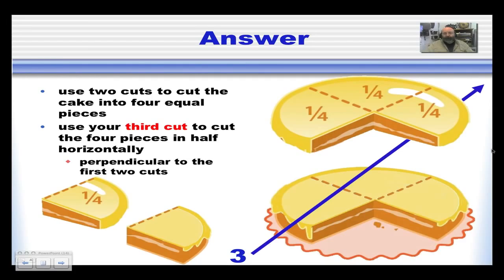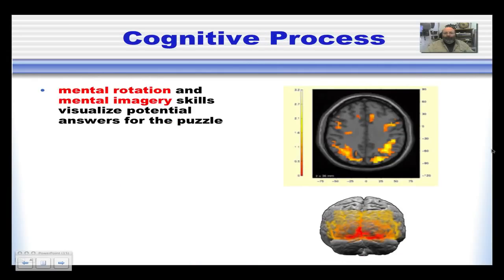Now, that's the answer. Not everybody comes up with that answer because it's difficult to do. Because in order to come up with that answer, you have to be able to perceive this cake in your head and do more than just see the cake. You have to be able to do things with the cake in your mind's eye. So here's what's basically going on. It's mental rotation and mental imagery skills to help you visualize the potential answer for this puzzle.